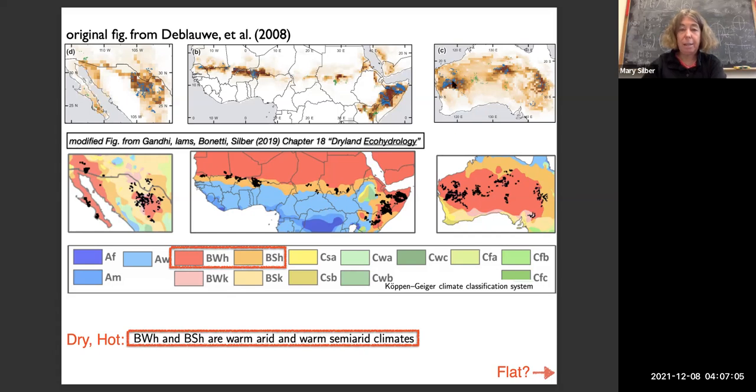And if we take their splotches and overlay them on a climate map, which is what we've done here, these black splotches are just translating theirs there. So you can see that the sightings sort of coincide with these red regions and these orange regions. And in that climate classification, those are the warm arid and warm semi-arid climates. Okay, so I have this additional thing, which is that I claim it should be flat.